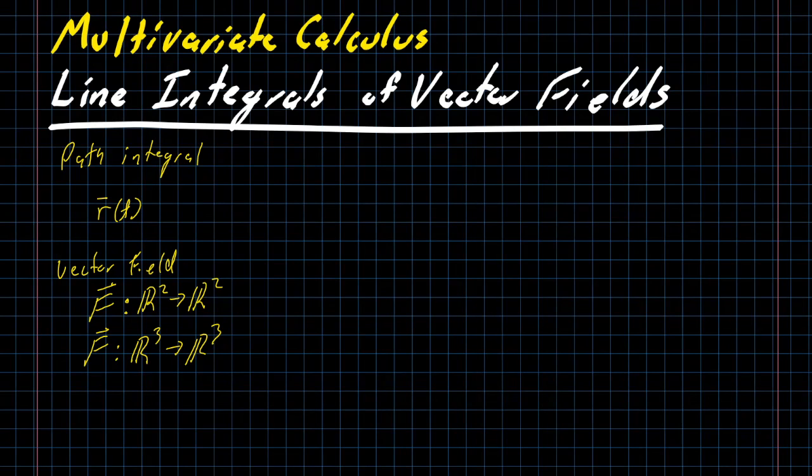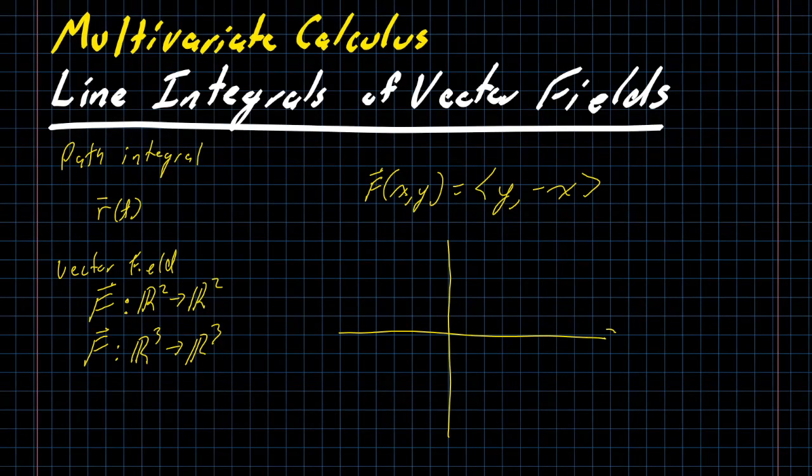And a vector field, consider this one, for example. F of x and y is equal to y, opposite of x. If you sketch out some coordinate axes, so let's make that a little bit bigger even. No, I was right the first time.